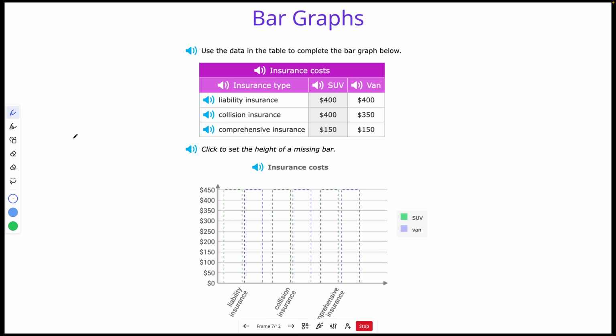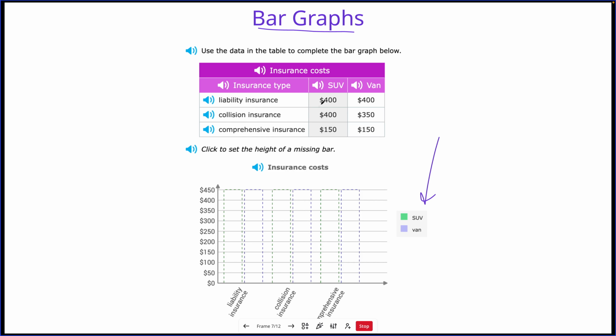All right, we're going to look at bar graphs next. And this is actually a double bar graph because you'll notice that there are 2 categories here. And so the way this works is we need to go to our table here and classify each of these.